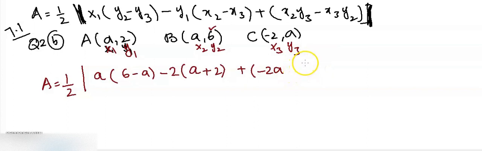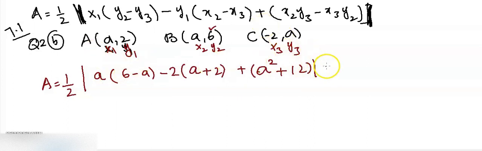Then I have minus, and I have x3 multiplied with x2, so sorry, let me correct this. So you have to be careful while using the formula. So I had to write x2 into y3, so x2 was a and y3 was a, so it is going to be basically a squared, then x3 and y2. x3 is minus 2 and y2 is 6, so this is going to be minus 2 times 6, so it is going to be 12.